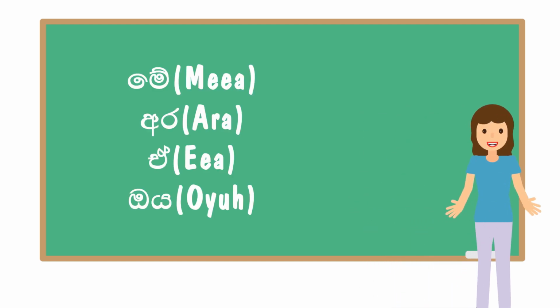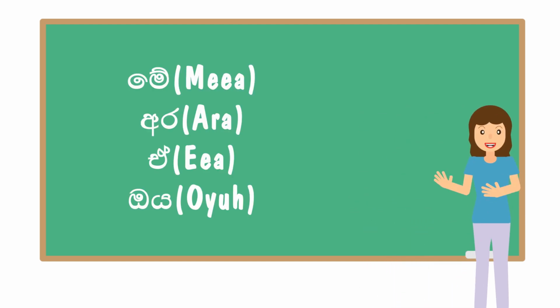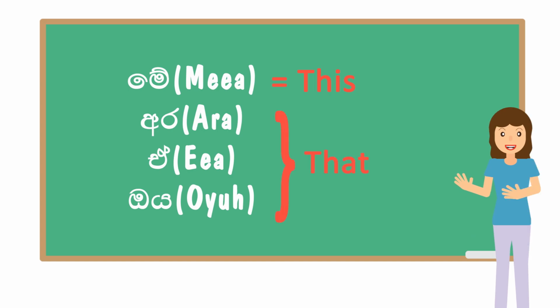First, you need to understand these 4 words. Me, ara, a, oyuh. In short, me means this. Ara, a, oyuh means that. But the way to use these 3 words are different.